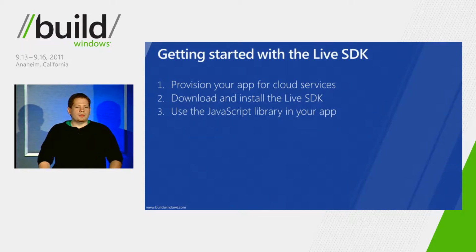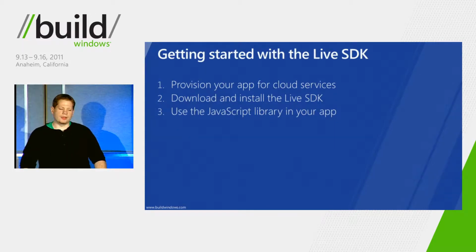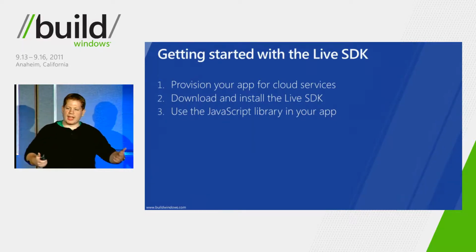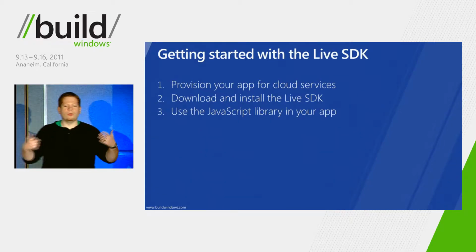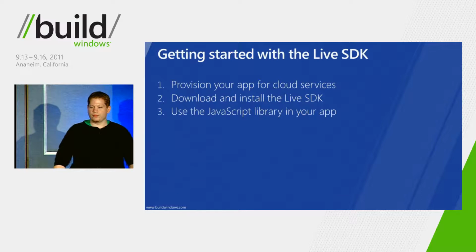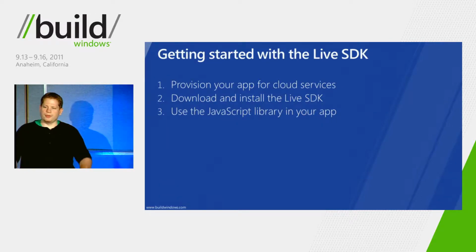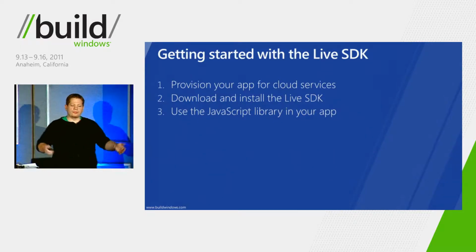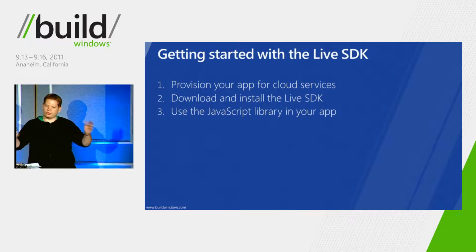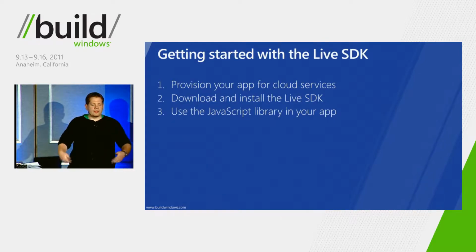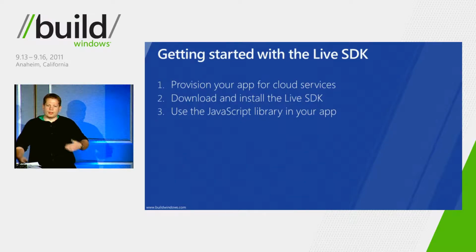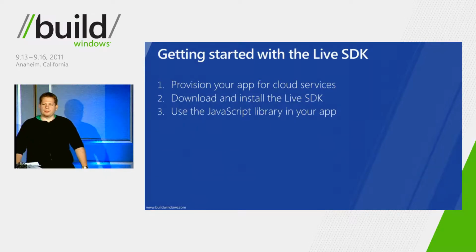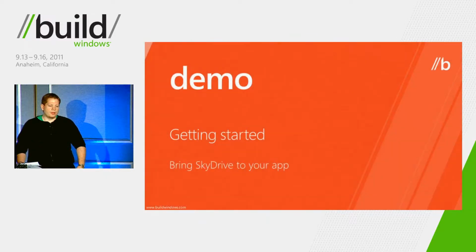In order to get started, there's a couple things you need to do. Given that you're interacting with a service and you're building an app, the service needs to know about you. So I'll show you how to provision your app for cloud services. It's really straightforward, and should be a no-brainer. From there, I'll show you how to download, install and use the Live SDK. Again, this should be super straightforward. And then lastly, I'll use the JavaScript API within a new app that I create, and we'll end up getting user consent, and we'll make some API calls. So let me show you that.